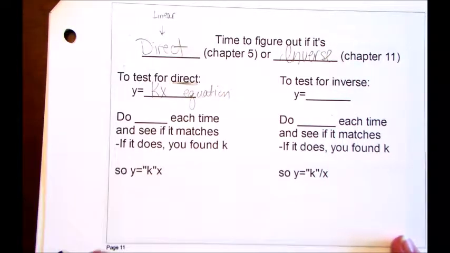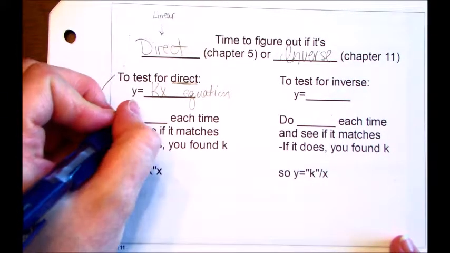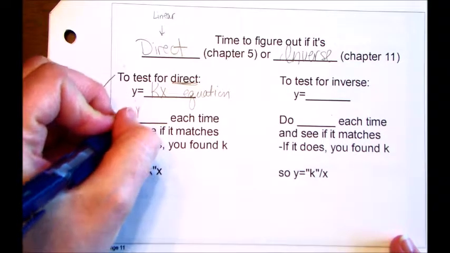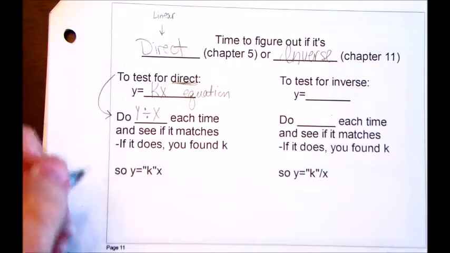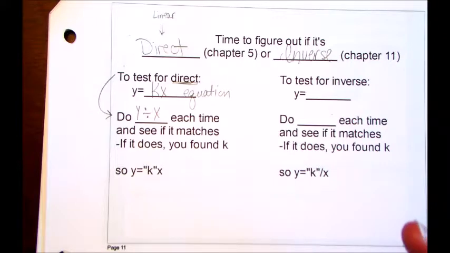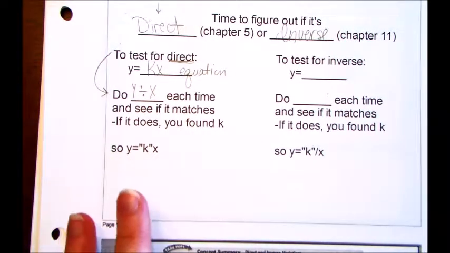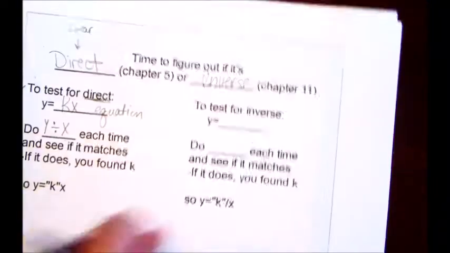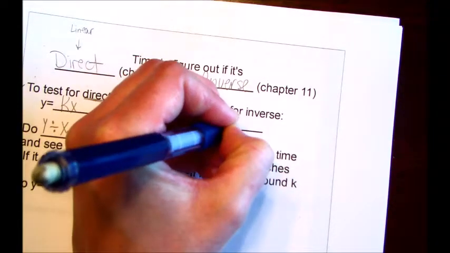Okay? In order to test for direct, you actually need to take all of your y's and divide them by all of your x's and see if you get the same thing each time. If you do get the same thing each time, you have found k. And so y equals k, whatever you got, times x. Now the equation, when we go to inverse, the equation is y equals k over x.